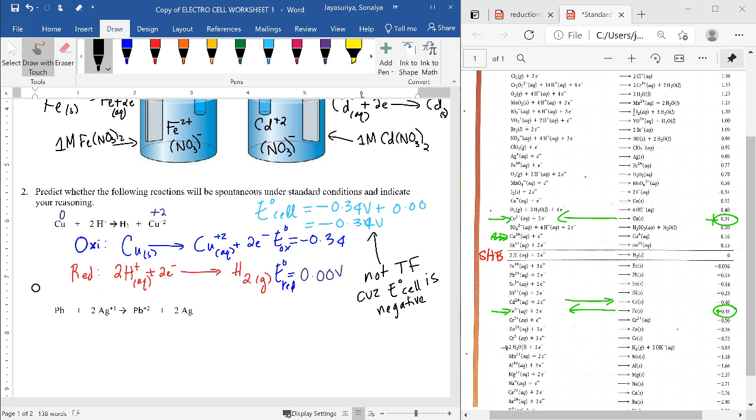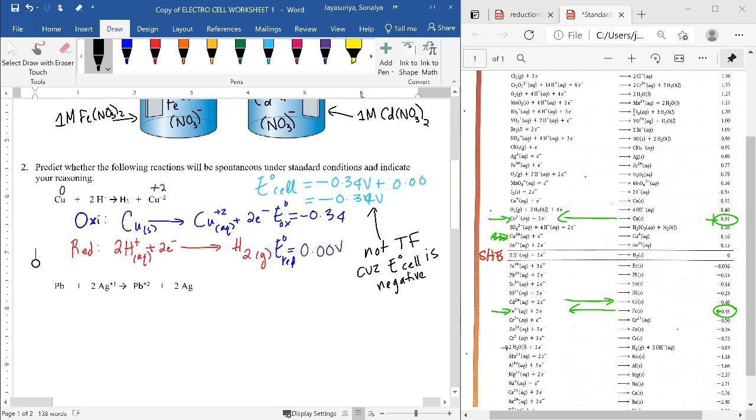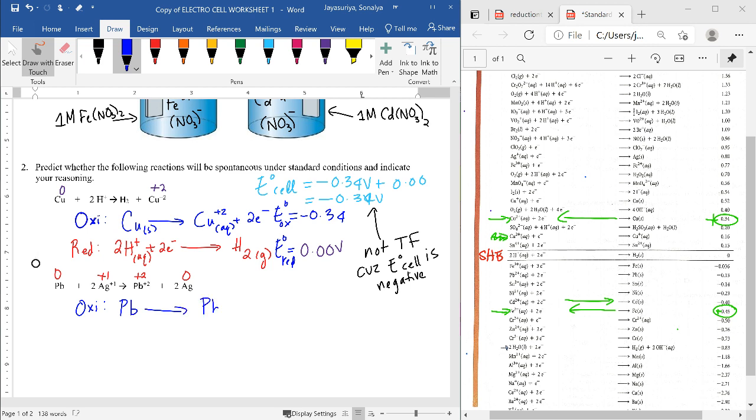Okay, you can kind of predict what delta G should be, right? Delta G should be negative, E cell should be positive. Look at us connecting things. Okay, so lead is going from 0 to +2. Silver is going from +1 to 0. So oxidation is lead, Pb going to Pb2+ plus 2 electrons.